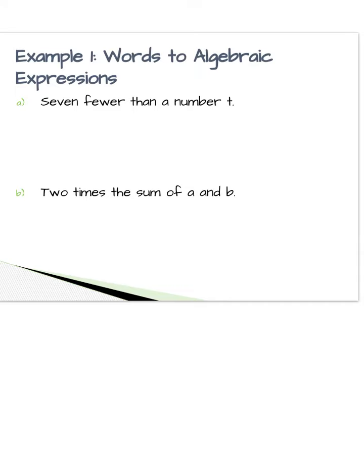You're going to change words to algebraic expressions, and this can be a lot harder than you think it can be. It can also be very simple. Like, to start with, we have 7 fewer than a number t. So if you ever have fewer than or less than, that tells you that you're going to do subtraction, but you're going to do it backwards than they tell you. So 7 fewer than t is actually going to be t minus 7.